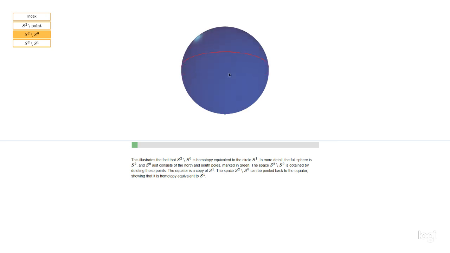So we can think of removing the North Pole and the South Pole as removing a copy of S0 from S2. And if we do that, because we've punctured the North Pole, we can shrink away from that, and because we've punctured the South Pole, we can shrink away from that. And we can pull everything else onto the equator like this. Everything else just pulls back onto the equator. So the conclusion is that the sphere with two points removed is just homotopy equivalent to the equatorial circle. S2 with S0 removed is homotopy equivalent to S1.